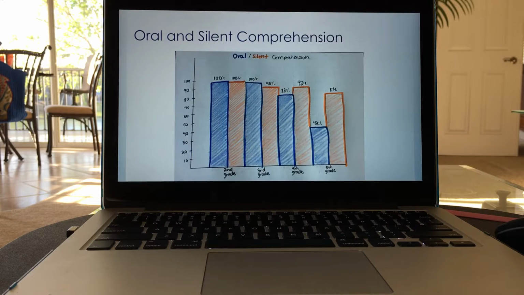Now we will look at a chart comparing the oral and silent comprehension. The blue column represents her oral comprehension, and the orange column represents her silent comprehension. A did very well on grade level for comprehension. In fourth grade, her oral comprehension dropped a little, but it was still above the 80th line. While reading the fifth grade passage, her oral comprehension dropped to a 42%. However, her silent comprehension rose previously to an 87%.